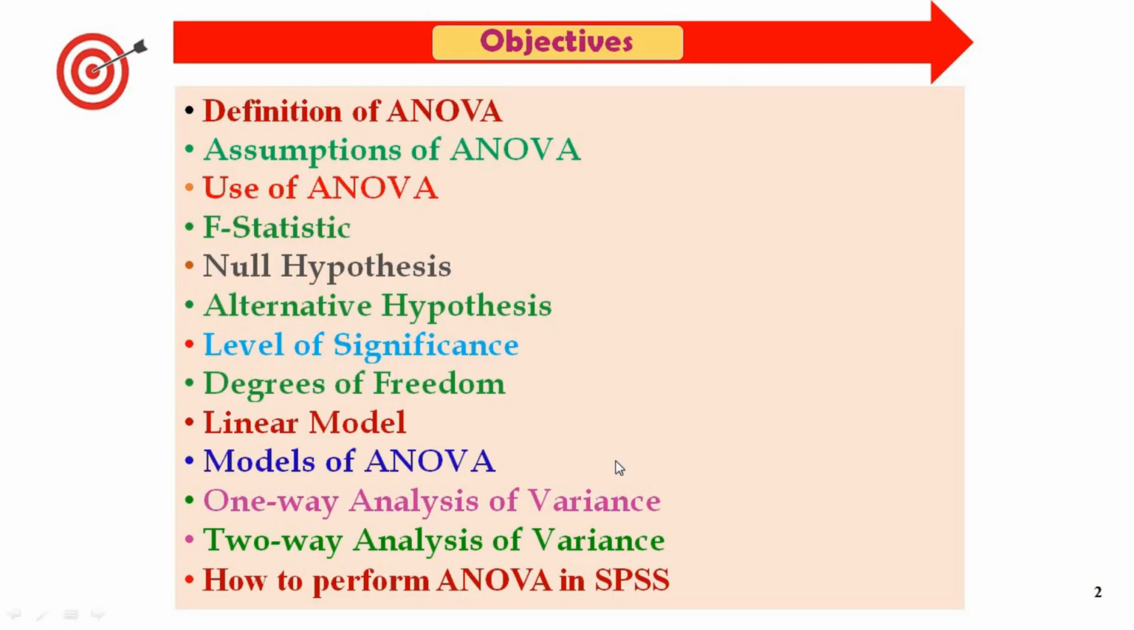This is my objective slide. Here I am going to discuss the definition of analysis of variance, assumptions of ANOVA, use of ANOVA, then the F statistic, then what is null hypothesis and alternative hypothesis, then also level of significance, then degrees of freedom, linear model, and what are the models of analysis of variance, one-way analysis of variance and two-way analysis of variance, and at last I am going to discuss how to perform analysis of variance in SPSS.